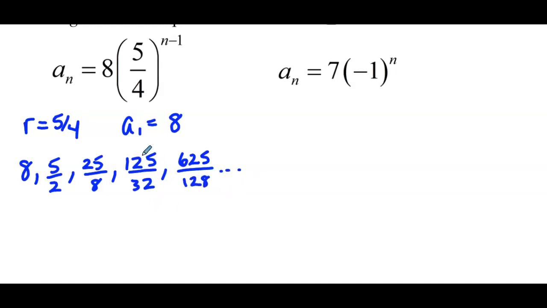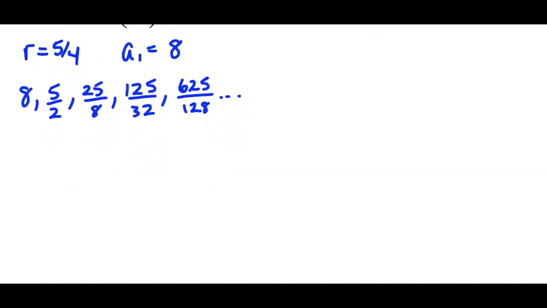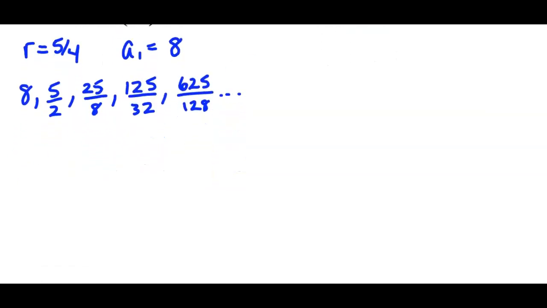We need to define it recursively. So there's 2 parts of a recursive formula. We need the first term. So a sub 1 equals 8. That's our starting point. And then a sub n, how do I go from one term to the next? Well, in this case, I take the term before it and I multiply by 5 over 4. So 5 over 4 times a sub n minus 1. I take the term before, multiply by 5 over 4.